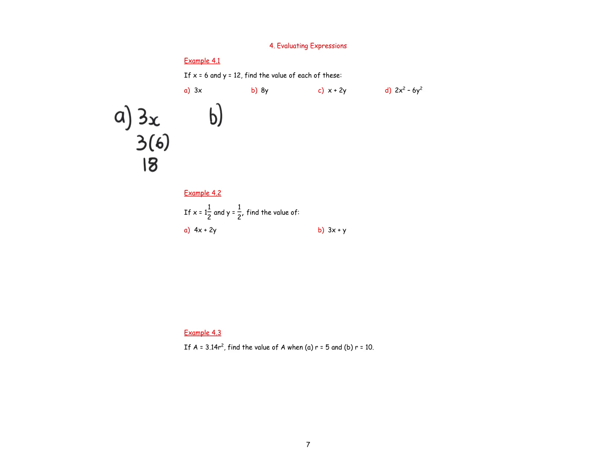In B, we have 8 times y. y is equal to 12 here. So we replace y with what we know it is, which is 12. Next, we multiply 8 by 12, which will give us 96. C is x plus 2y. We know that x is 6 and y is 12, so that becomes 6 plus 2 times 12. Next, we have 6 plus 24, which becomes 30.